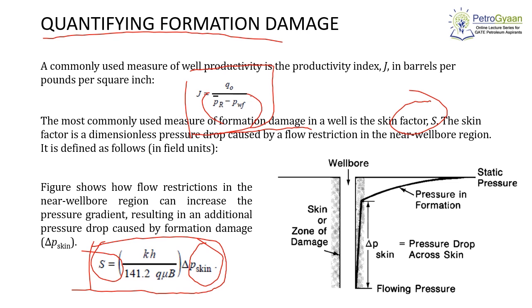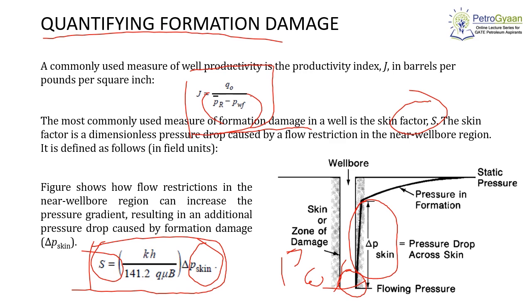So this additional delta P pressure drop is not helping our production, but it is restricting production. The second impact is that we are getting less PWF here. Less PWF means it will not help in the self flow of the well. So delta P skin, the pressure drop due to the damage zone, will restrict our flow from the reservoir to the wellbore.